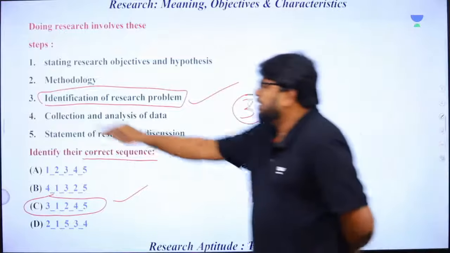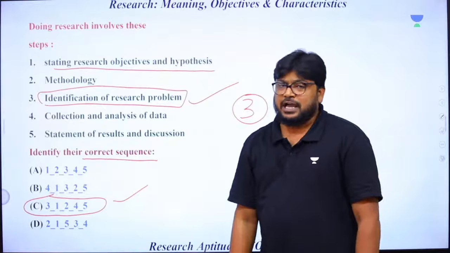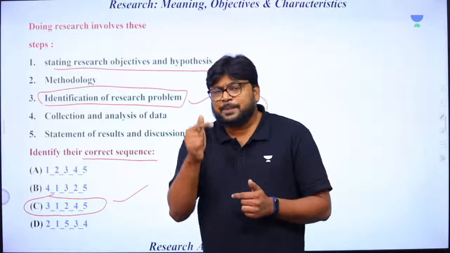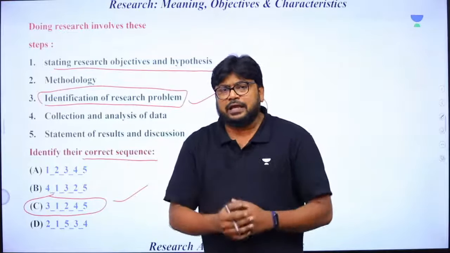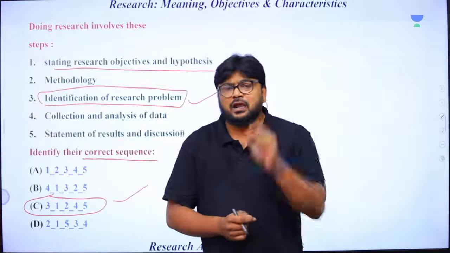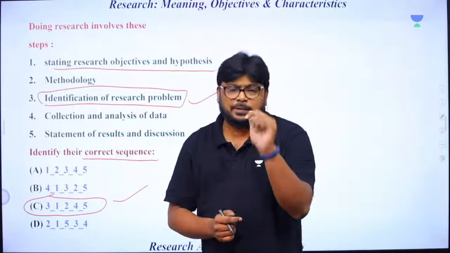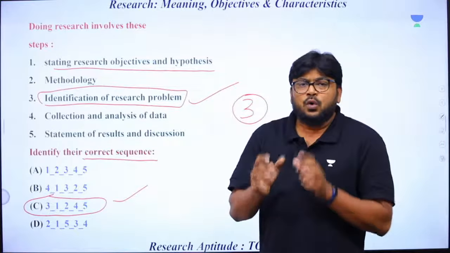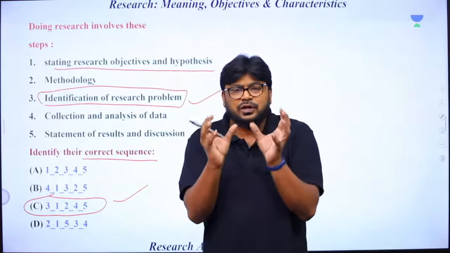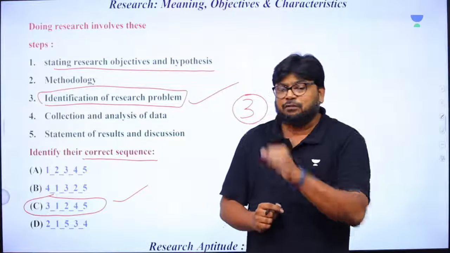Then comes research objectives and hypothesis, that is stating research objectives and hypothesis. Just to recall the quick revision session which we discussed in the previous video, we told very clearly that the first step of research is where we need to define as well as redefine a research problem. Then what we need to do? We need to do review of literature. Through review of literature, we will get some knowledge about research gaps. We can identify research gaps after going through the review of literature.